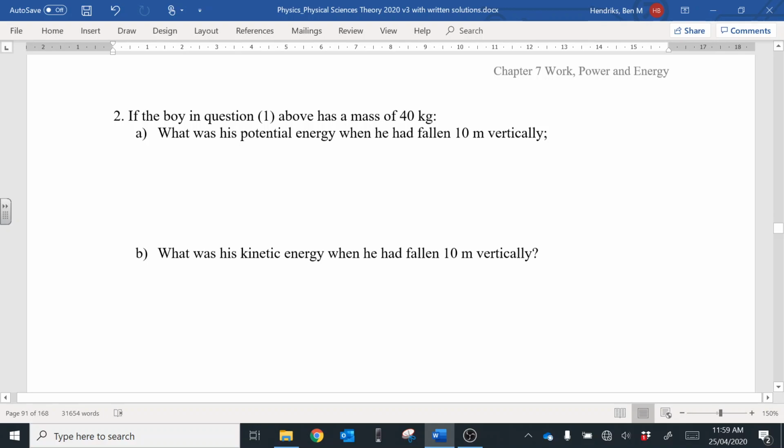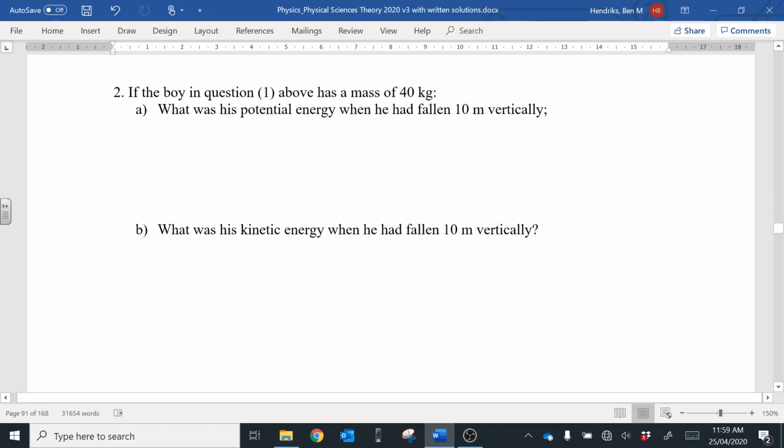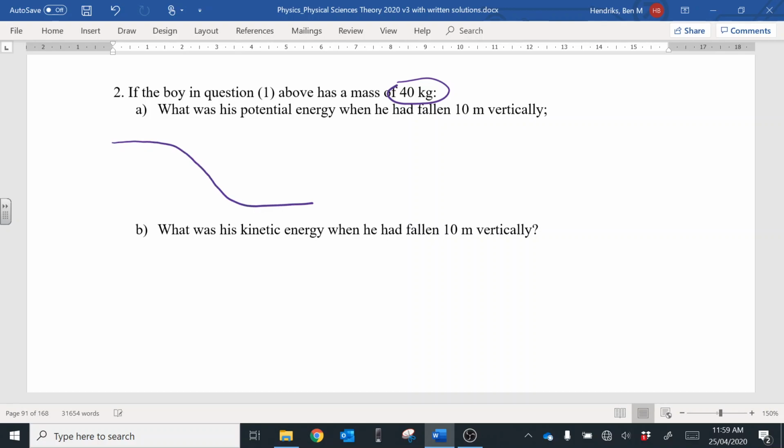The same boy in question 1 above has a mass of 40 kilograms. What was his potential energy when he had fallen 10 meters vertically? So we've got our boy on a ramp like this, and this height here was 20 meters, and now he's at this point here, which is 10 meters.